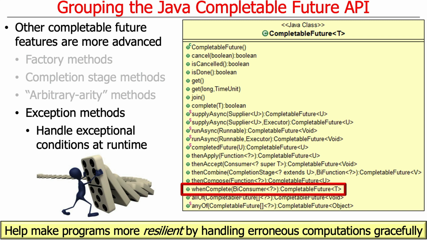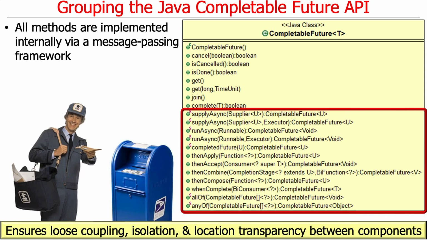These features, these exception methods, help to make your program more resilient by handling these erroneous computations gracefully. So rather than having your whole program come to a screeching halt when one thing goes wrong, instead you can make your program be more resilient by handling only the things that went wrong and maybe restarting them or coming up with some other alternative way to get a result back that might be a default result. At any rate, it allows your program to be resilient to partial failures. So they will handle erroneous computations gracefully rather than crashing and burning.